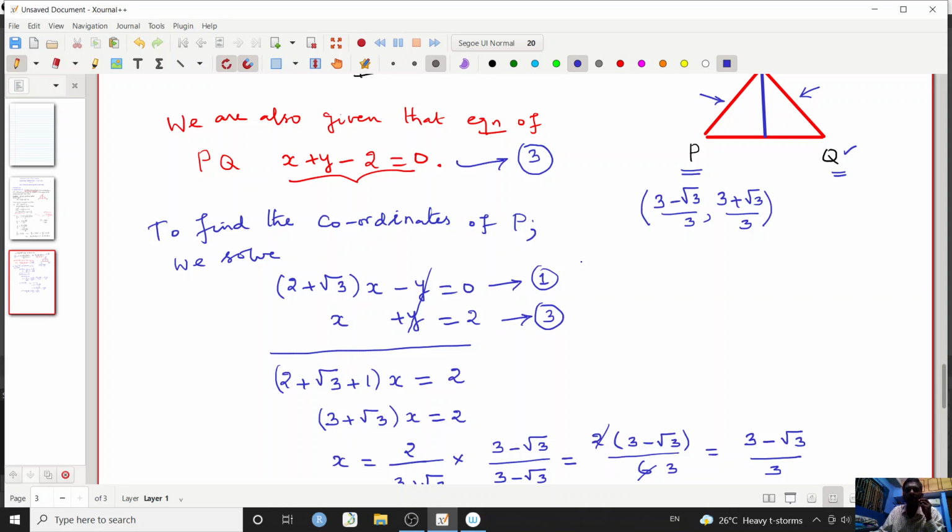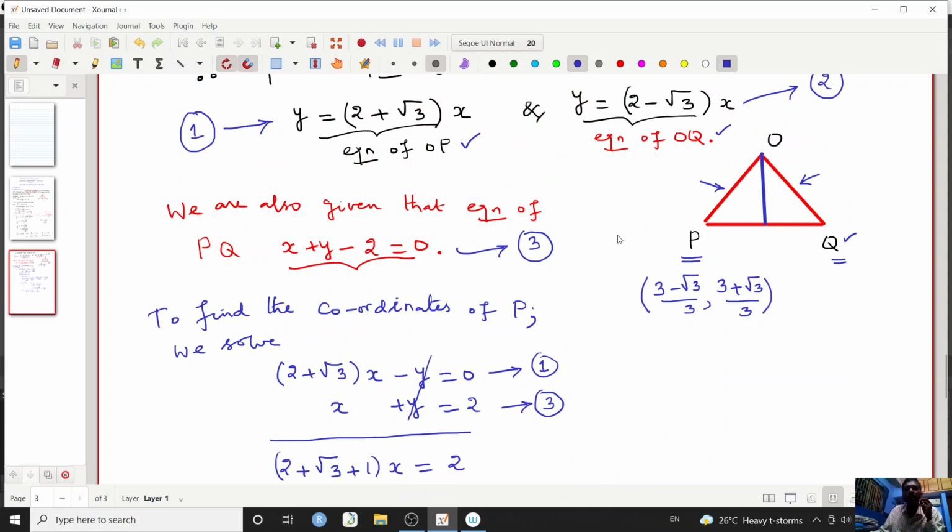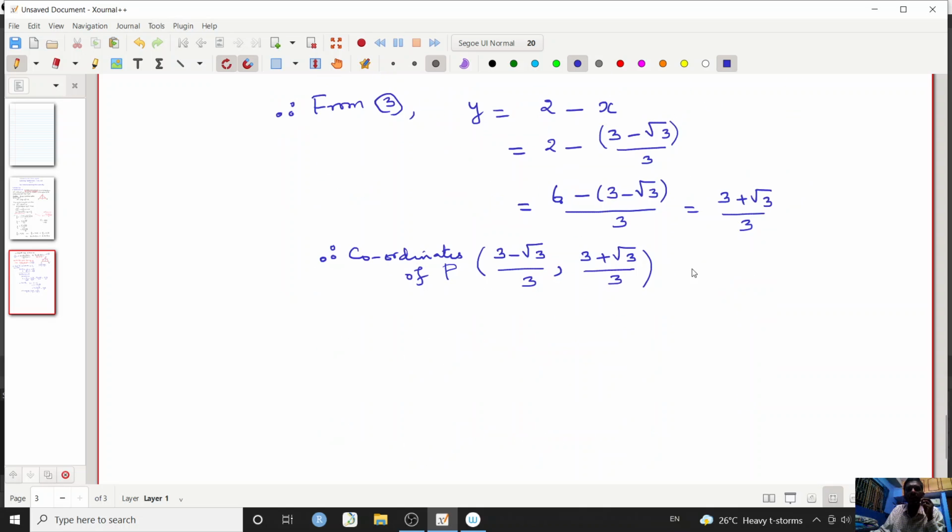Similarly, let us find out the coordinates of Q. For that, we have to solve the equations OQ and PQ. So let us write down. To find the coordinates of Q, we have to solve OQ and PQ. So these are two equations.